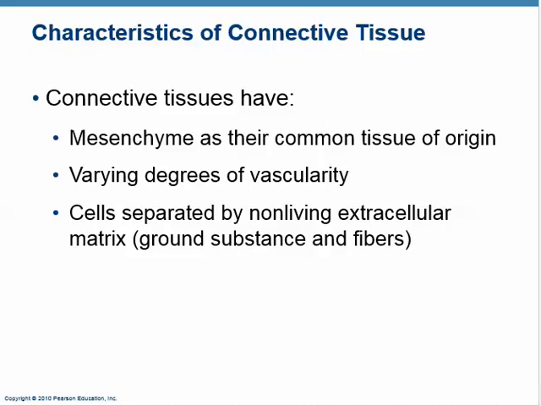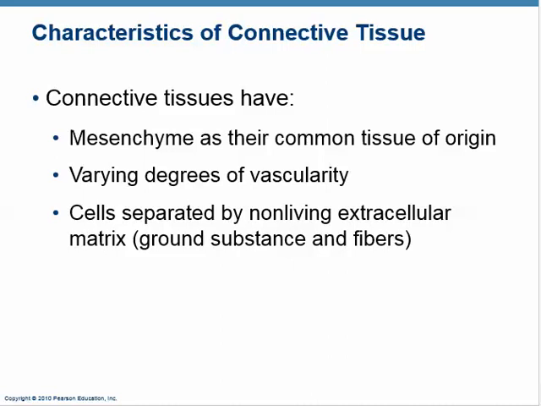Varying degrees of vascularity. So that means that connective tissue is highly vascular unless it's not, unless it's avascular. It's everything in between. Cartilage is avascular. There's no vascularization in cartilage, no blood in cartilage. Bone is super highly vascular. And connective tissue proper varies in the amount of vascularity. So really, those first two things, mesenchyme and degrees of vascularity, don't tell you squat. There's nothing that you can take from that.